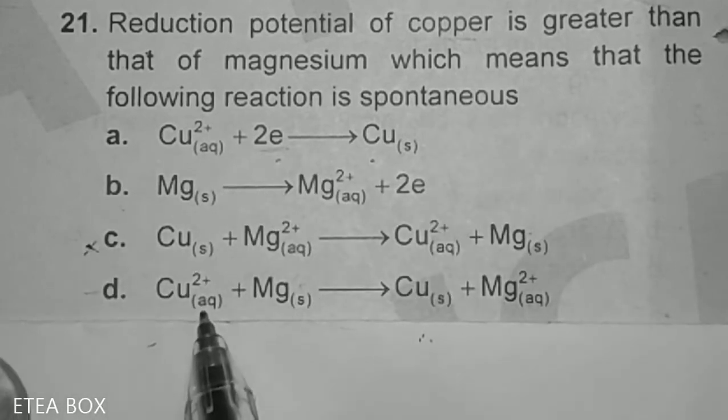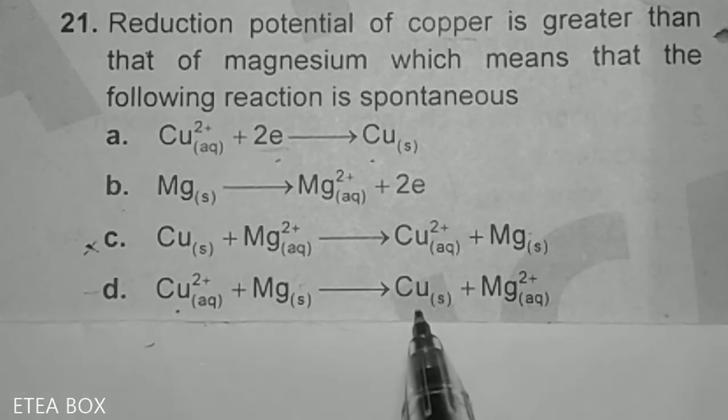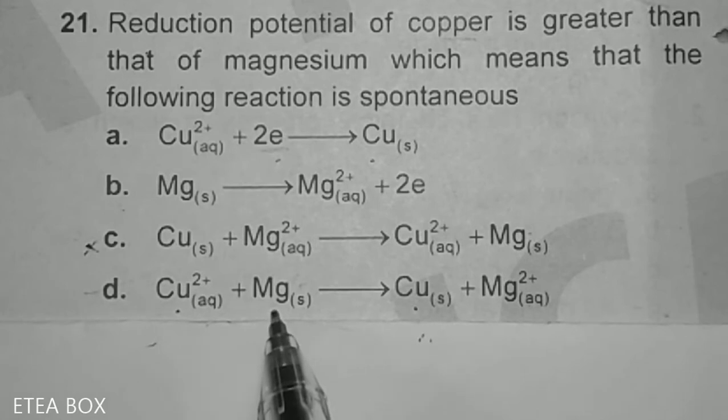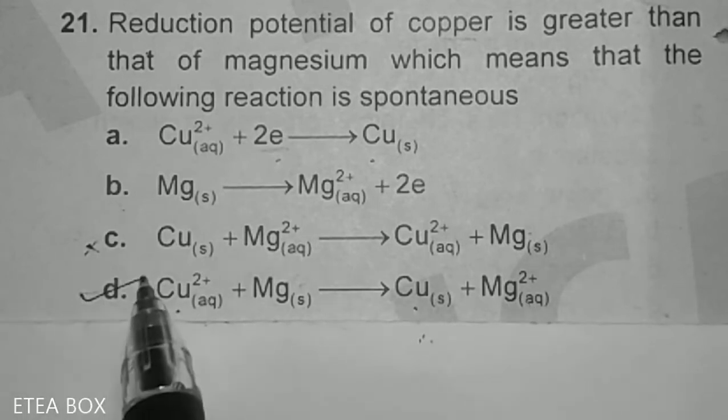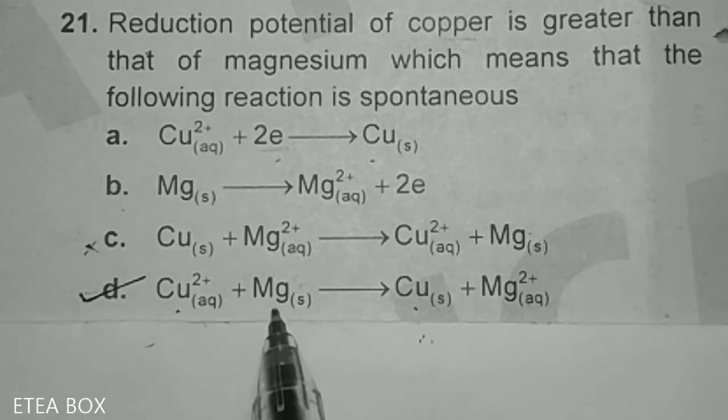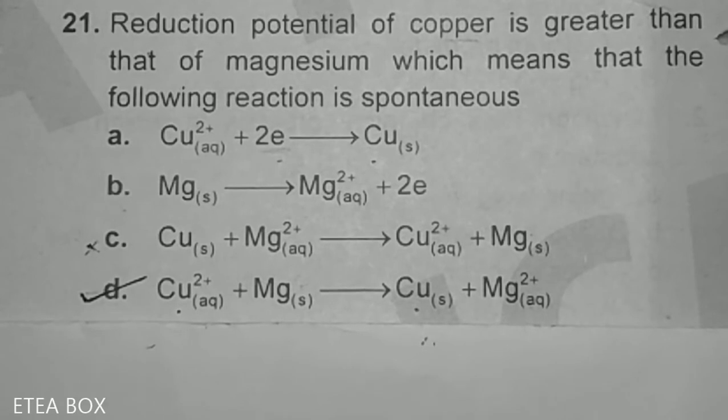Look at the D option. Copper has gained the electron, which means that the reduction potential of copper is greater, and magnesium has lost the electron. So here option D is correct. Magnesium lost the electron and copper gained that one. So here copper acts as oxidizing agent and magnesium acts as reducing agent. So here option D is correct.